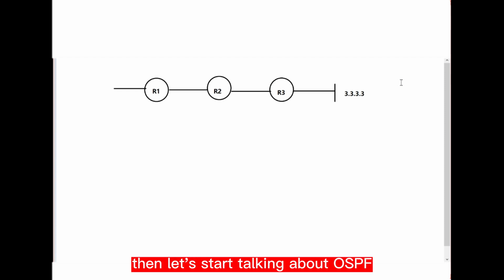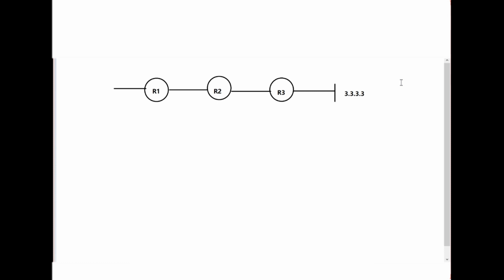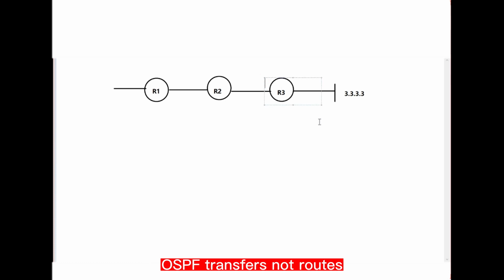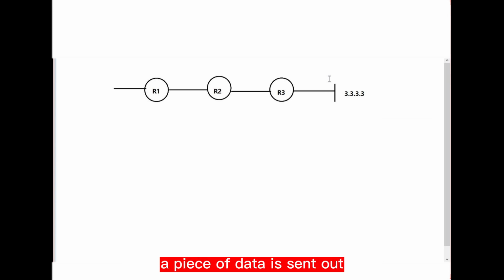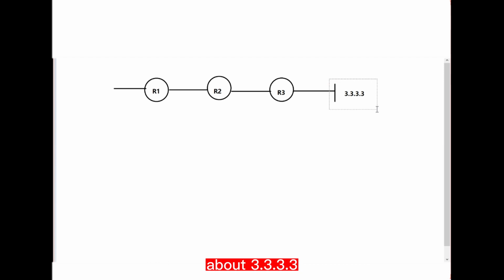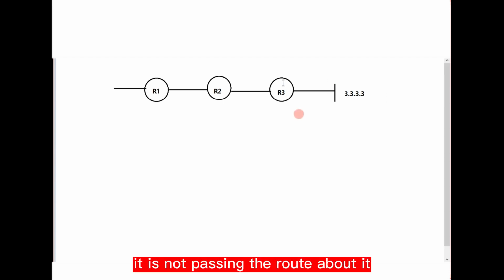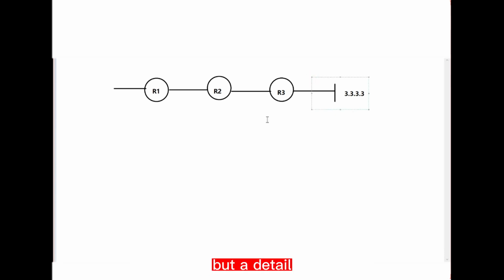Then let's start talking about OSPF. What is link state? OSPF transfers not routes, but link state information. Link state information is not a route. It is a piece of data sent out on behalf of the generator about 3.3.3.3. It is not passing the route about it, but a detail.